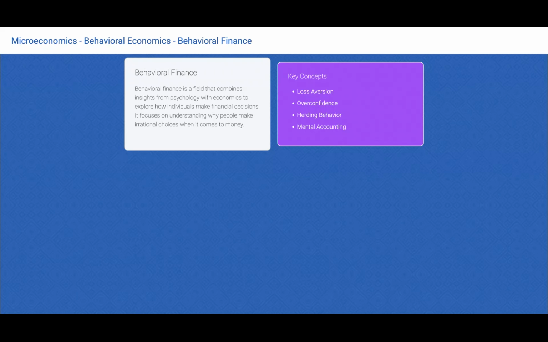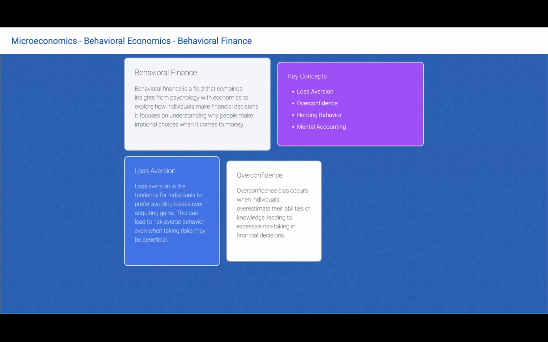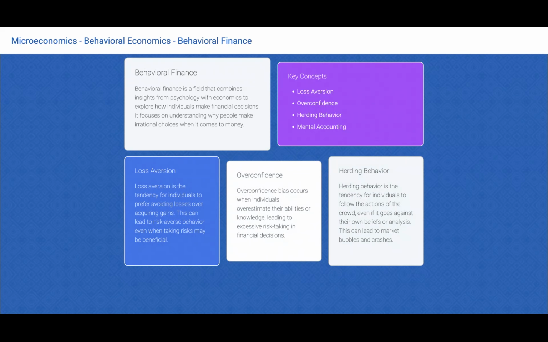Behavioral finance explores how psychological factors influence financial decisions. It considers cognitive biases, emotions, and social influences that can impact investment choices and market outcomes. Key topics include loss aversion, overconfidence, herding behavior, and mental accounting. By understanding these concepts, investors can better navigate the complexities of financial markets.